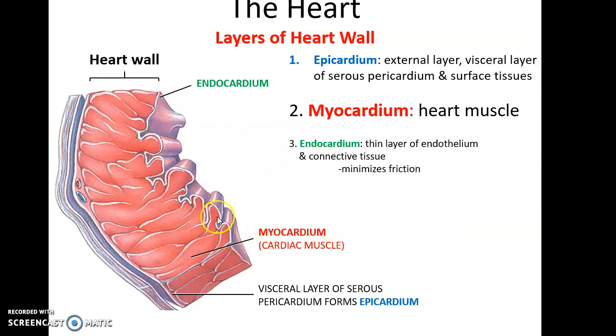And then the deepest layer lining the inner spaces of the heart is the endocardium. The endocardium is a thin layer of endothelium and some connective tissue, and it is very smooth and reduces the friction that the heart experiences from all the blood cells rushing through the chambers of the heart. So endocardium, nice and smooth, minimizes the friction of all those blood cells rushing through the heart.